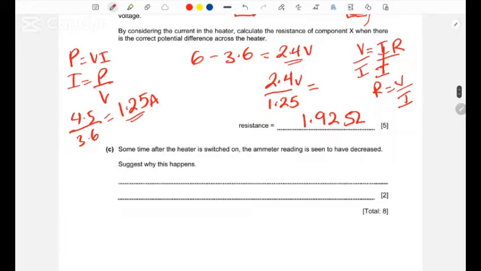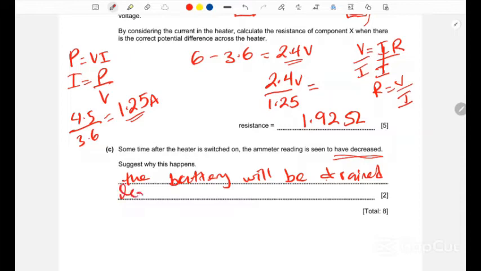C. Sometime after the heater is switched on, the ammeter reading is seen to have decreased. Suggest why this happens. This is because the battery will be drained. So that means there's less EMF from the battery, which would decrease the current. So because of this, the current decreases. That's going to be our answer.